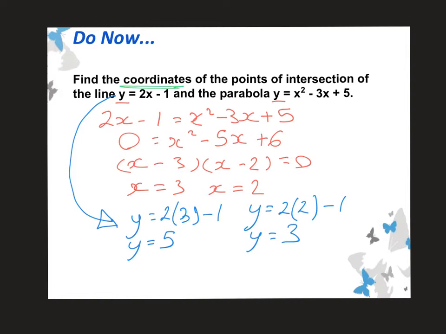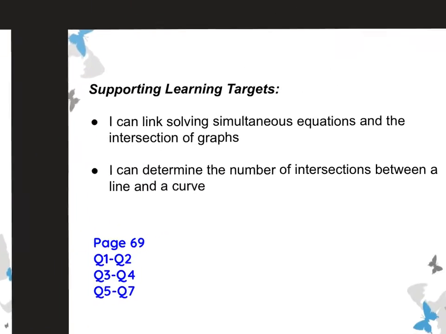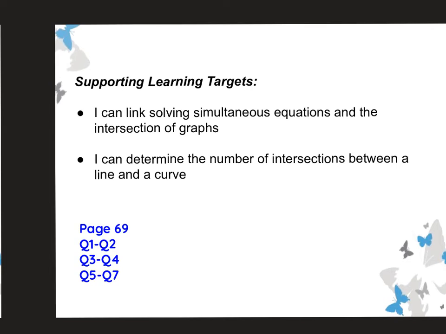One other thing to watch out for: it's asking for coordinates, not the values of x and y, but specifically coordinates. So you do have to write your answer as coordinates, so (3, 5) and (2, 3). That's a skill that you're going to need for the section of work that we're doing next. So you're supporting learning targets.